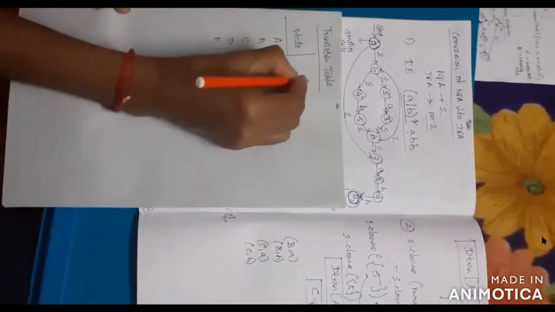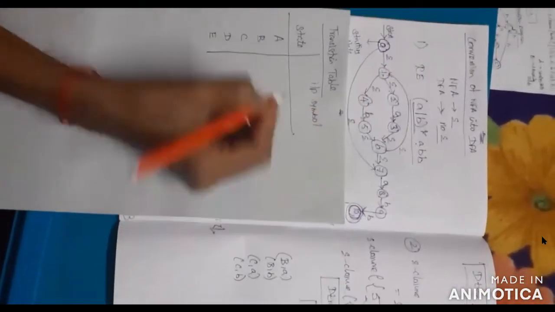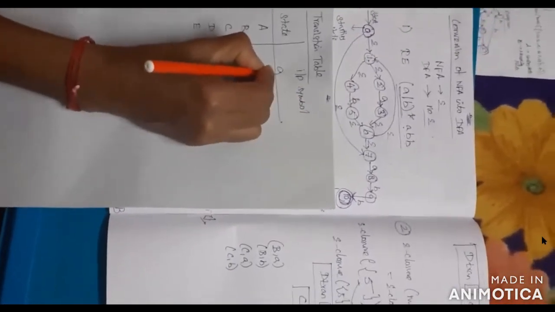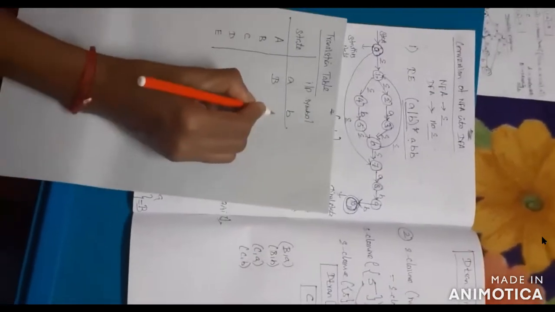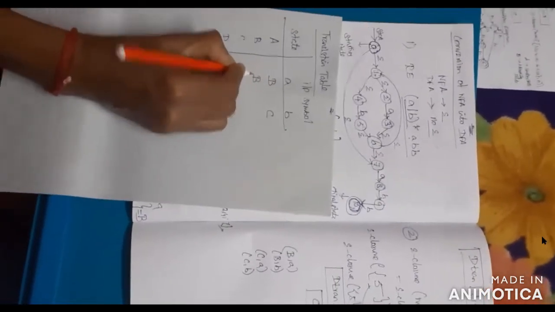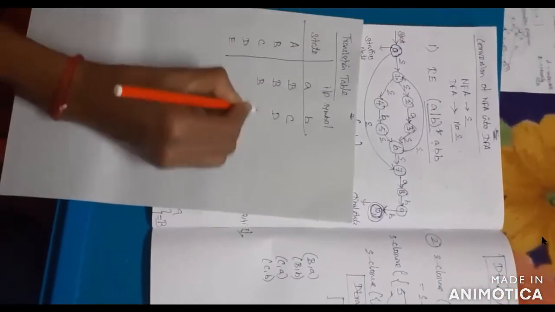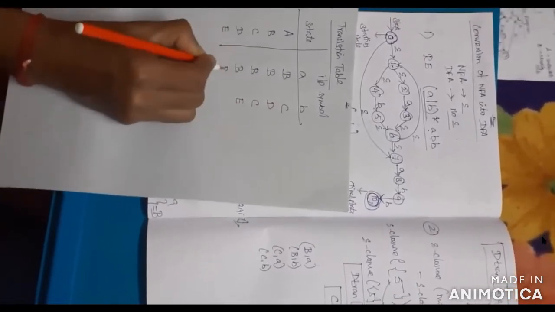What are the input symbols? Based on the given expression, we have two input symbols: small a and small b. So what is A comma A? A comma A is B. A comma B is C. Similarly you have to write all the input symbol output values. B comma A is D, B comma B is C, E comma A is B, E comma B is C. This is for the next step.